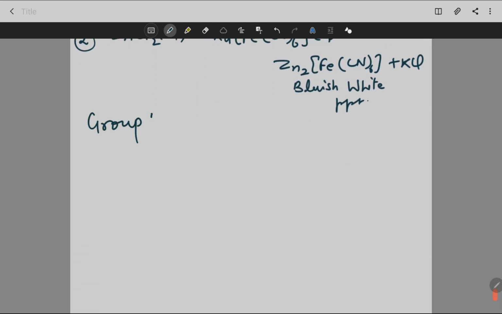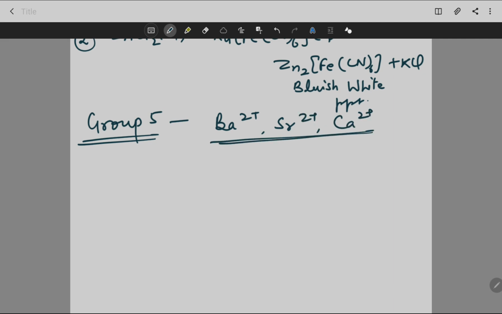Now what about group 5? What are the radicals present in group 5? In group 5 we have the radicals barium, strontium and calcium. All these form white salts, but calcium salts are generally insoluble, right? So barium, strontium and calcium are the radicals of group 5.